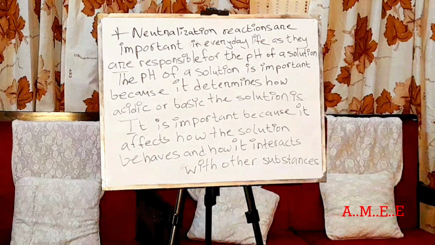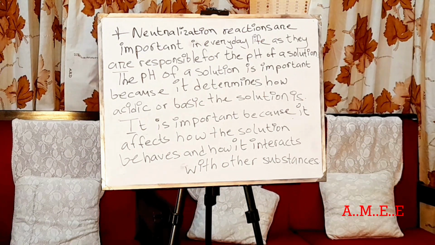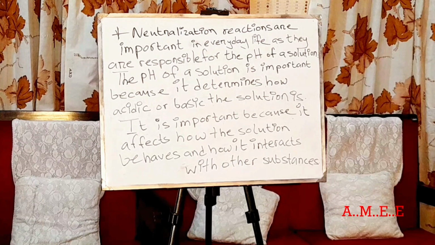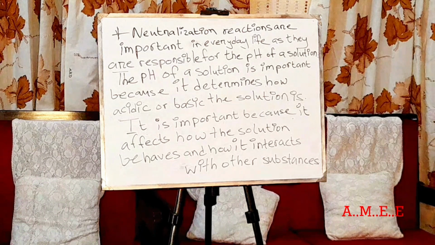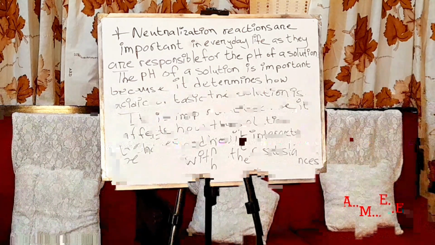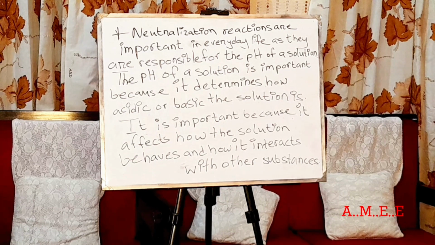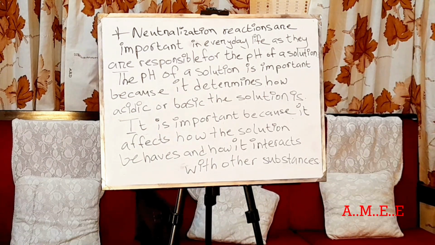NH3 plus H2O. NH3 is ammonia gas, and we are going to react water with ammonia gas. What are we going to get? We get ammonium, NH4 plus in aqueous state, and also OH negative ions, which means that it is an alkaline solution.